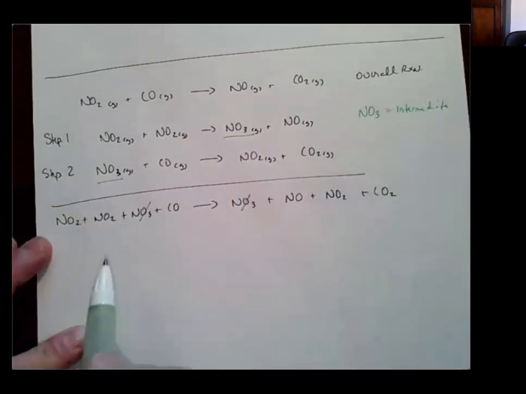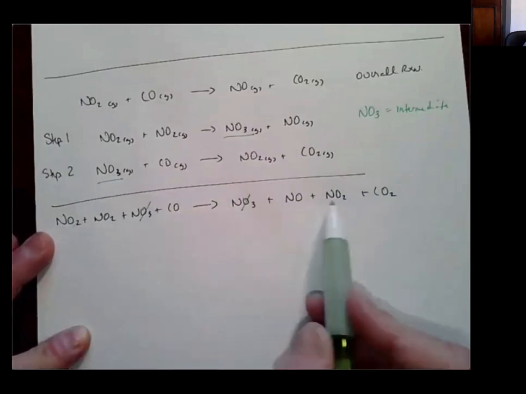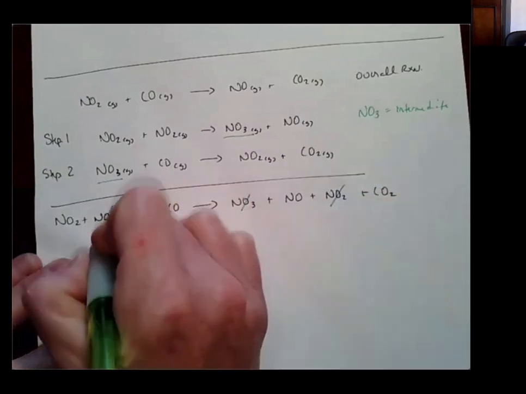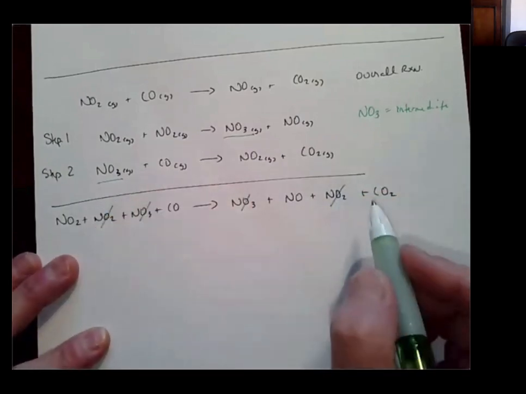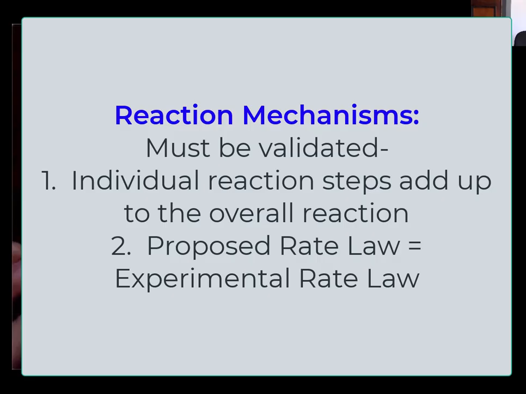And my overall reaction would be 2 NO2s plus CO goes to NO. But I have another NO2 here that I can remove. Going to have an overall reaction of NO2 plus CO goes to NO plus CO2. So that's my overall reaction.